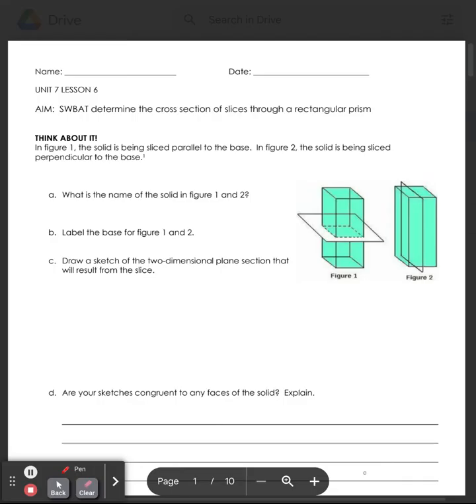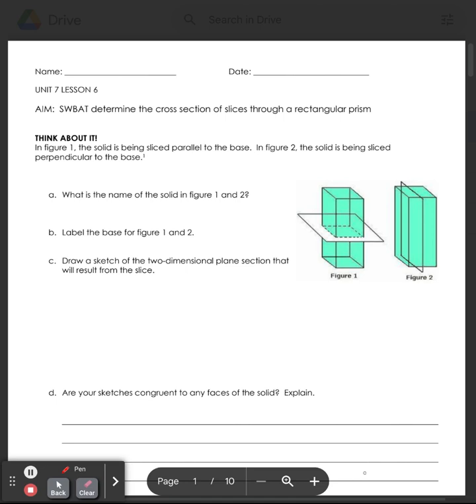Kiddos, in this video, we're going to be able to determine the cross-section of slices through a rectangular prism. So when we take a look at the following, please make sure that you have the nets that were given to you in class so that you can visually see along as we're going through this video how these cross-sections or these slices of the solid figures match up in reality.